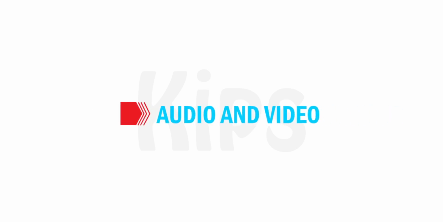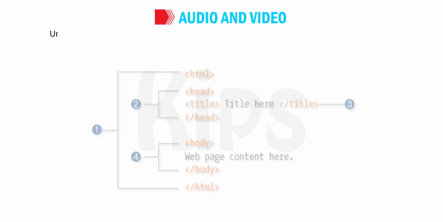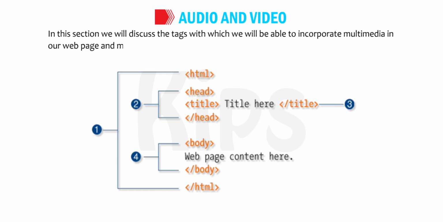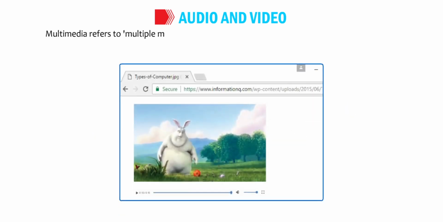Okay, let us discuss audio and video. Until now, we have discussed various tags which help us in enhancing the appearance of our web page. In this section, we will discuss the tags with which we will be able to incorporate multimedia in our web page and make it come alive. Multimedia refers to multiple mediums, the ability to add bits of sound and moving pictures to the web page.